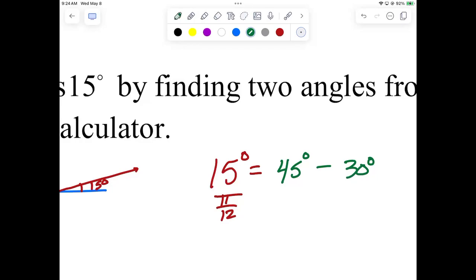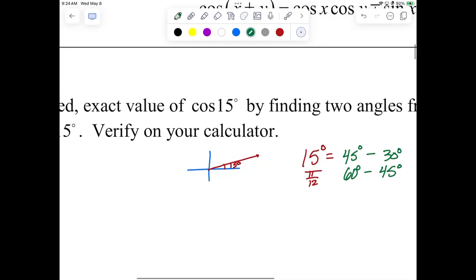Are those the only ones? No, you could do 60 minus 45, right? There's a lot of them. 60 minus 45 will give you 15 as well. We only need one pair. So let's use the 45 and 30. So here's what we're going to write.